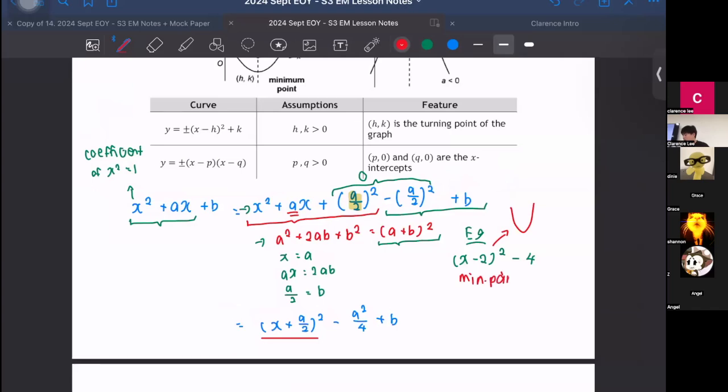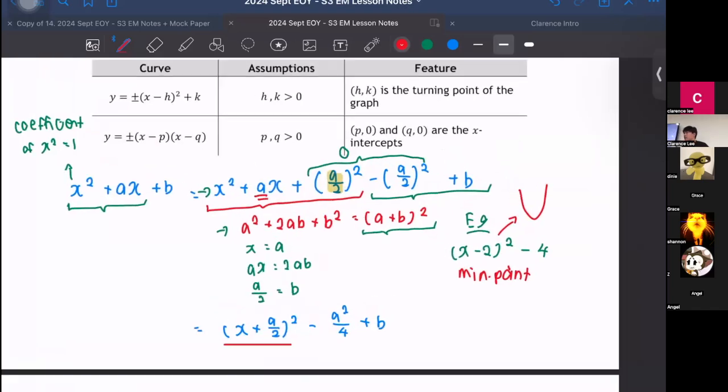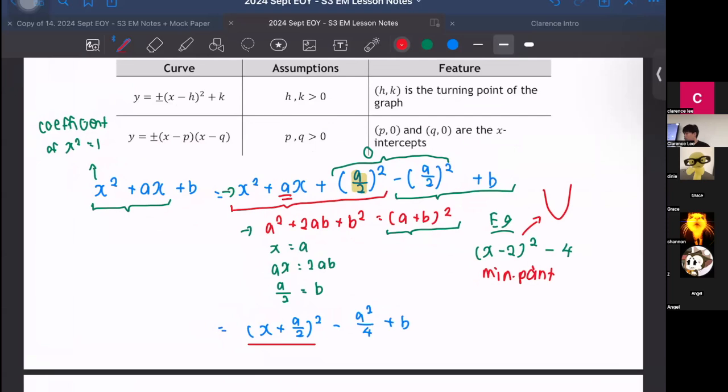So when you have a minimum point like this, what you are looking out for is your minimum value of y. Right? Have you collected the materials? You need the class notes for the right side.